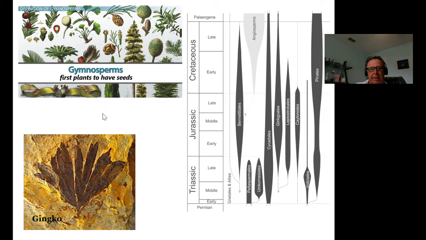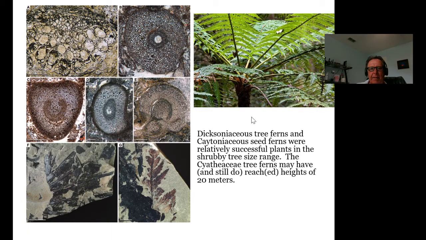We look at the evolution of these gymnosperms appeared for the first time in the Jurassic, and these are the first plants to have seeds. Ginkgos were very common in the Jurassic. Dicksoniaceous tree ferns and Cyatheaceous tree ferns were relatively successful plants in the kind of shrubby tree size range, and the Cyatheacea tree ferns may have and still do reach heights of about 20 meters.